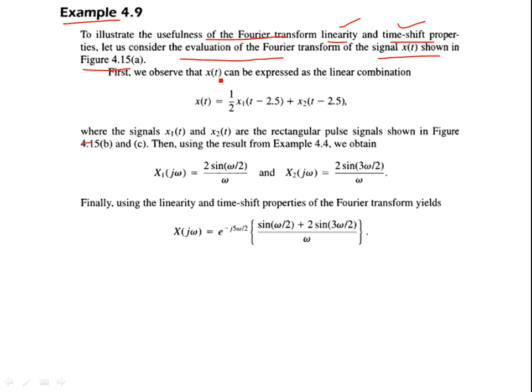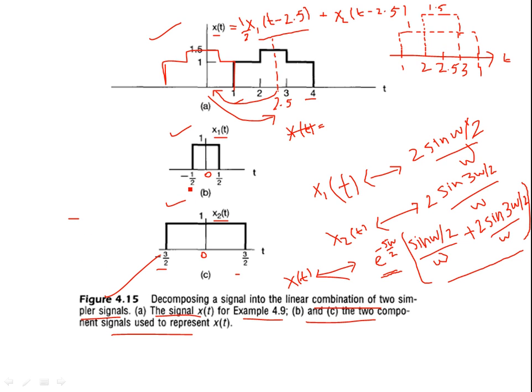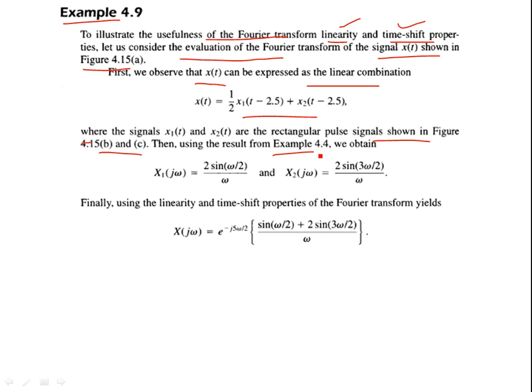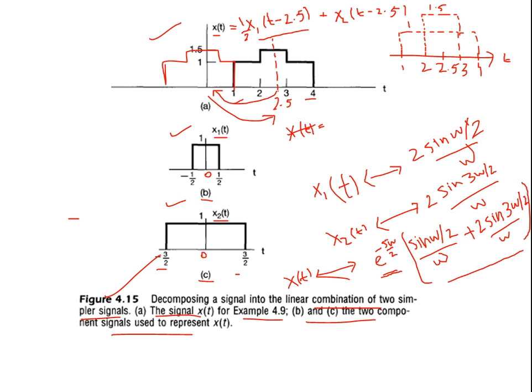So actually we have observed this from figure 4.15. We observed that x(t) can be expressed as a linear combination of two signals. These are rectangular pulses, and that was shown in 4.15b and c. This b and c are showing x1 and x2. We know their Fourier transform, we evaluated it in example 4.4. So we just plug in these respective transforms, and use linearity and the time shift property to derive the Fourier transform of the resulting signal.